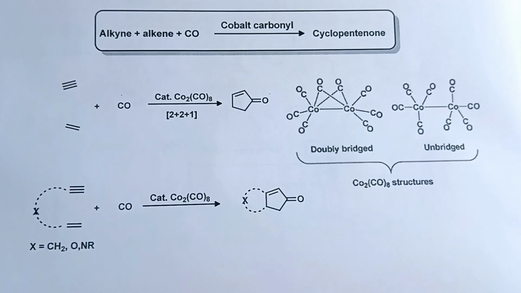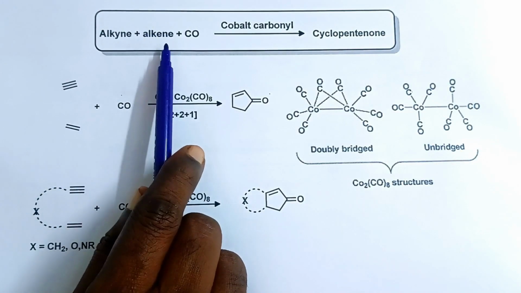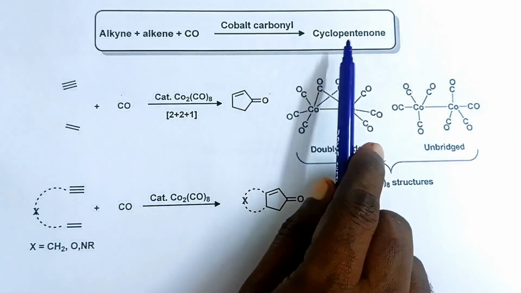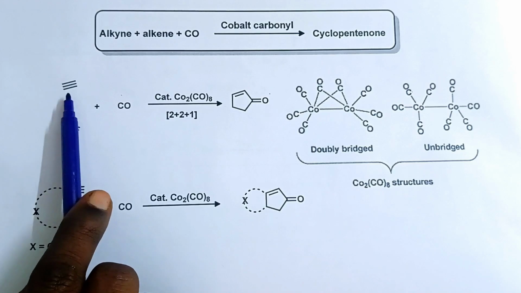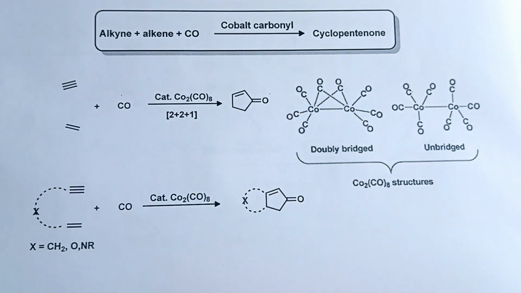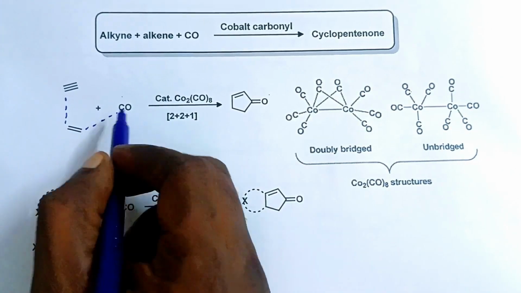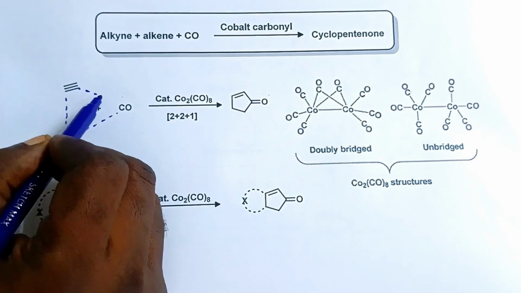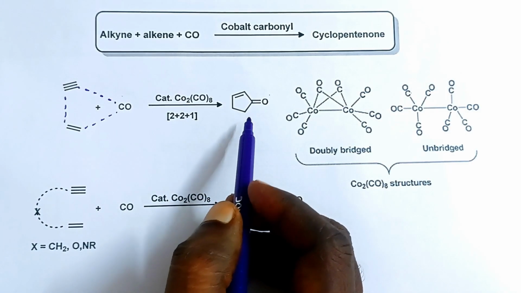In this video we are going to study about Pauson-Khand reaction. What's happening actually in Pauson-Khand reaction? An alkyne reacts with alkene and carbon monoxide. The product is cyclopentanone. Look here: alkyne, alkene, carbon monoxide. So there is a carbon-carbon bond formation here between carbon monoxide, alkene and alkyne, and you get cyclopentanone.